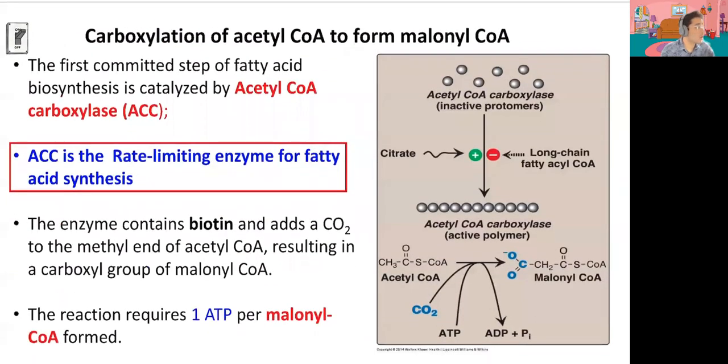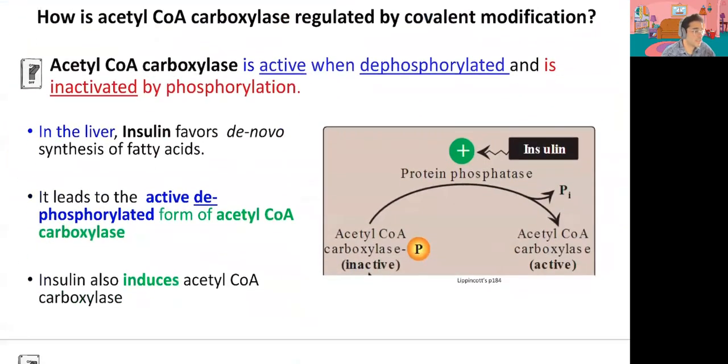Carboxylation of acetyl-CoA to form malonyl-CoA. What you need to know is that it is a committed step. It is a one-way step, so this is rate limiting. So guess what? You need biotin, you need carbon dioxide, and you need to put some energy into it, ATP. But remember, when you're putting ATP here, it's an investment.